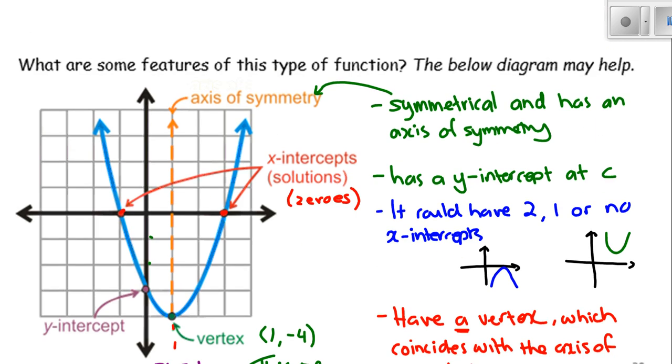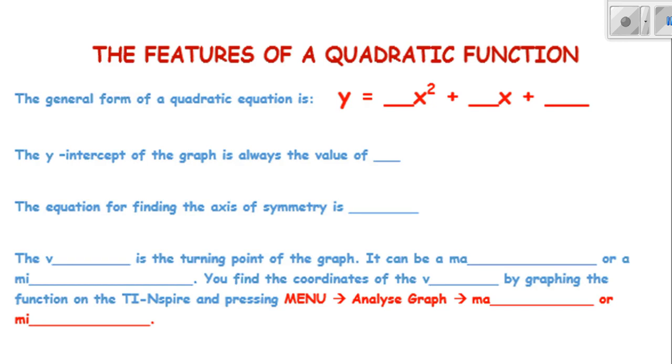Right, the features of a quadratic function. So some of this might be a bit repetitive, just to make sure you get the hang of it. The general form of a quadratic equation is ax squared plus bx plus c. The y-intercept of the graph is always the value of c. So remember at the y-intercept, x equals 0. If you sub in x equals 0, this part cancels and that part cancels. So that's why the y-intercept is always just the value of c.